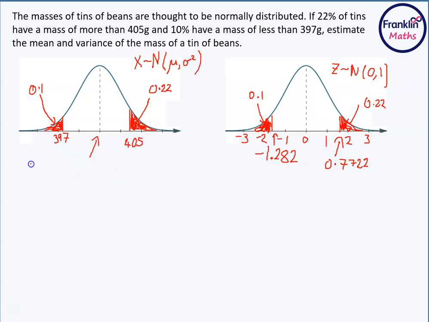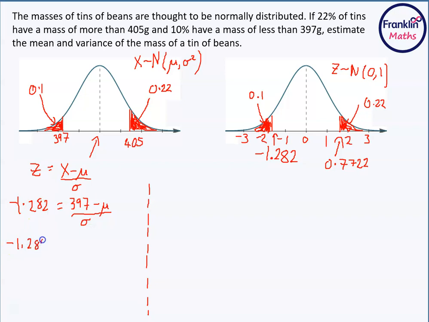Okay, over to the formula. So the z-score, or z-value, is equal to x minus mu over sigma. I'm going to do the same thing again. I'm going to split my page into two, and you can write upper and lower, or left and right tail, above each one if you want. So minus 1.282 is 397 minus mu over sigma. I'm going to rearrange in one go. So minus 1.282 sigma plus mu is equal to 397.